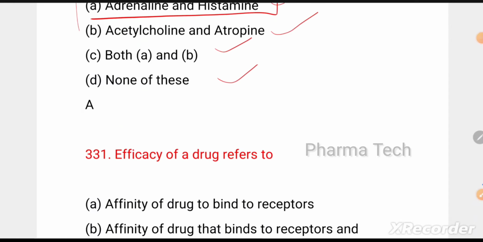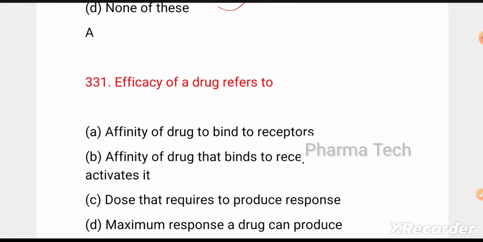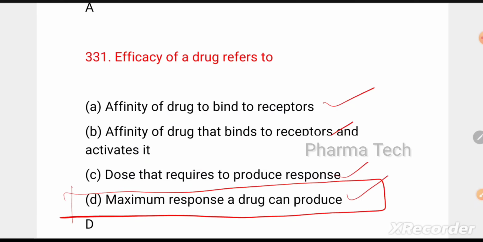Next question: efficacy of a drug refers to? Options are affinity of a drug to bind to receptors, affinity of a drug that binds to receptors and activates them, dose required to produce a response, maximum response a drug can produce. Answer is D. Efficacy of a drug refers to the maximum response a drug can produce.